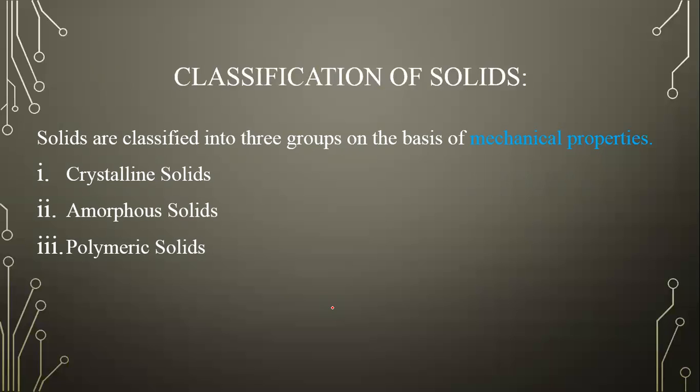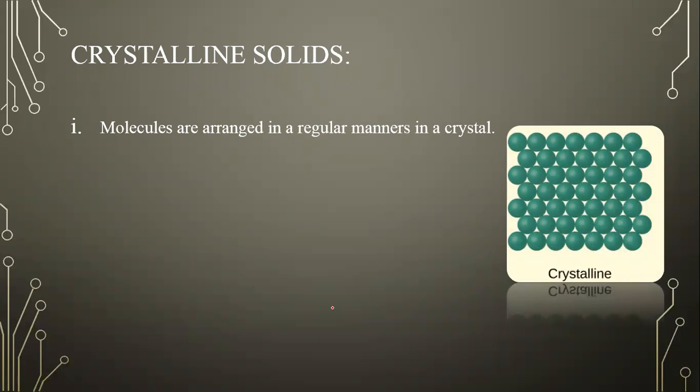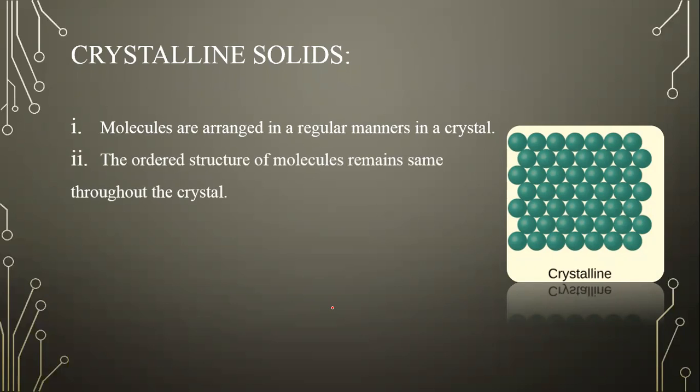Now first of all, the properties of crystalline solids. So what are crystalline solids? Such solids in which molecules are arranged in a regular manner are called crystalline solids. These are solids in which atoms and molecules are arranged in a regular fashion. So these solids are called crystalline solids, and their arrangement, their ordered structure, will remain the same throughout the crystal.